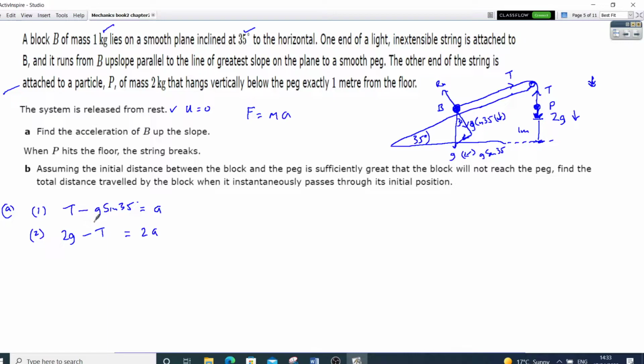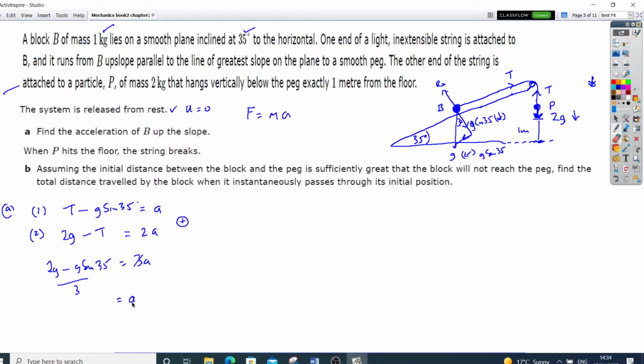So what we can do now is get rid of the tension, because we need to find only the acceleration of B. So we can add these two together, and by doing that we'll get 2g minus g sine 35 equal to 3a. Hence the tensions will cancel out. T minus T will go. So we'll just divide that by 3 and get acceleration is equal to, actually you can just put that all in your calculator now.